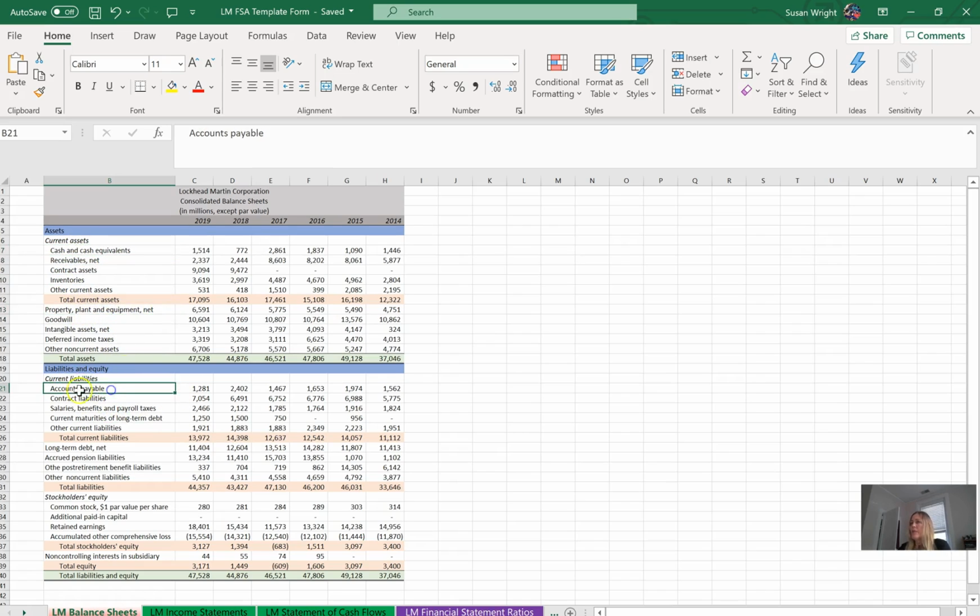In the current liabilities, you've worked with accounts payable. Here's your wages payable. This is current maturities of long-term debt. These are contract liabilities that relate to these contract assets. Again, beyond the scope of the class. So the ones I'm going to have you focus on mostly, accounts payable. And we'll look at other accruals. So this is your liabilities that you're going to pay in the next year. And these are long-term debts, including pensions that you owe your employees.